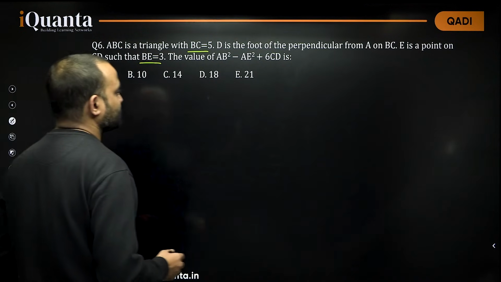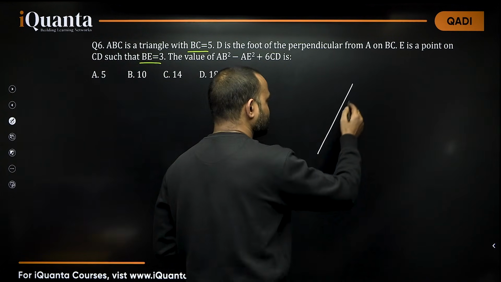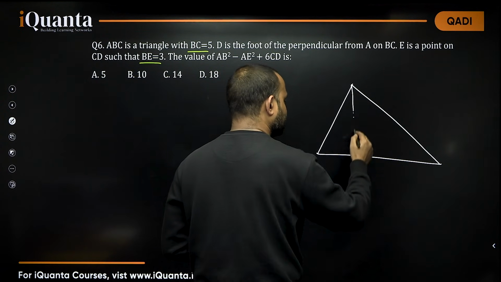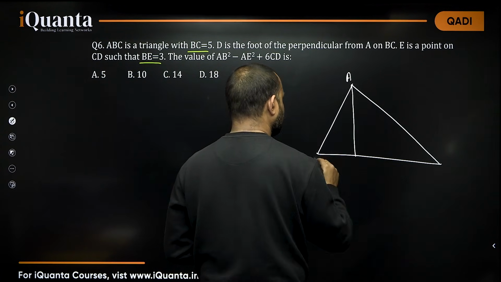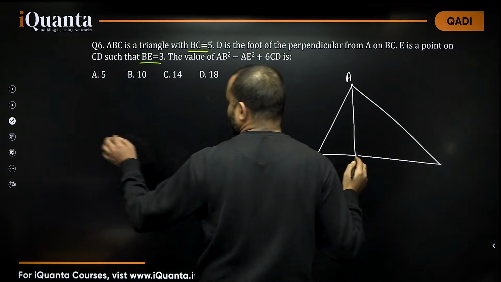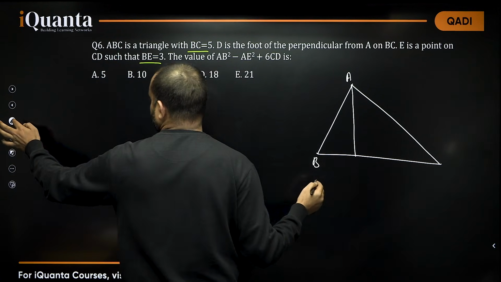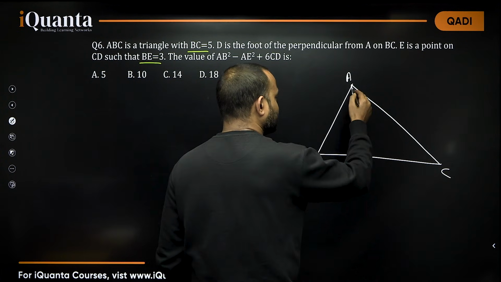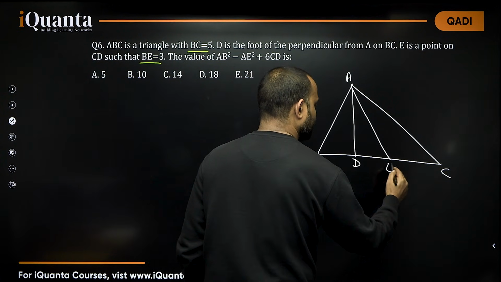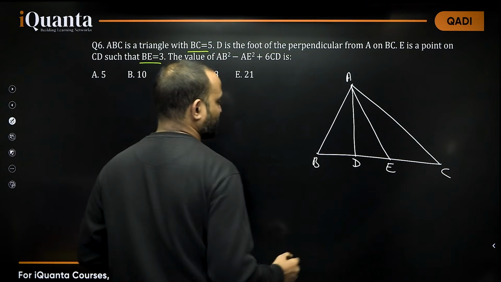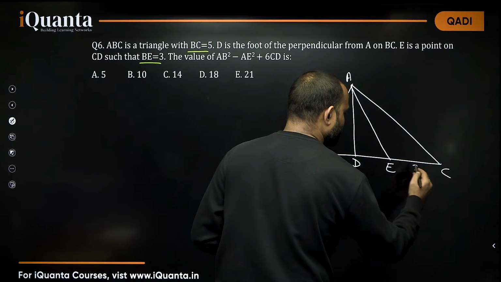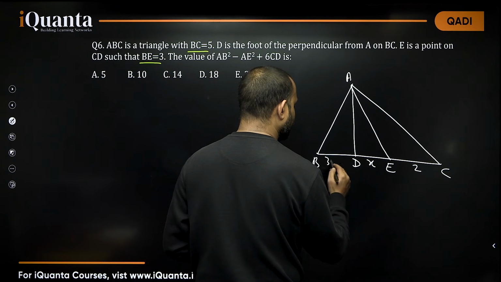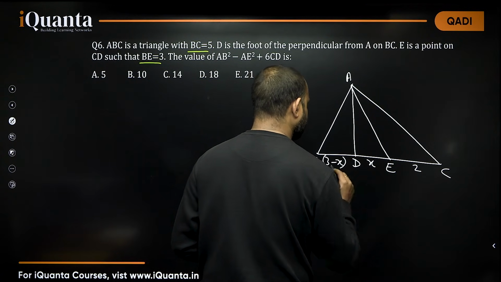Okay. So first of all, we draw this triangle like this, and this is the perpendicular. So A, B, D, and C. This point is D, and this point is C. Then there is a point E as well, where BE is equal to 3. So we can say EC will be equal to 2, and BE is 3. If I take this x, then this will be equal to 3 minus x, correct?